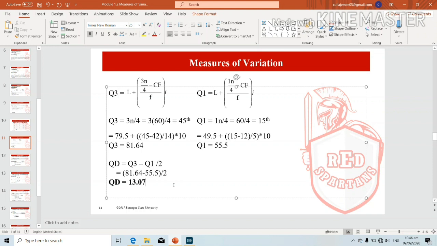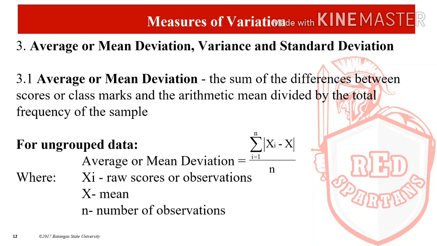So, next is the average or mean deviation, the variance and the standard deviation. So, for the average or mean deviation, para naman din tong katulad nung ating sa central tendency na mean. It is the sum of the difference between scores or class mark and the arithmetic mean divided by the total frequency of the sample. So, for ungrouped data, yan ang ating formula: summation of absolute value of x sub i minus x bar, where i is equal to 1 up to n, over n, where x sub i is the raw scores or observation.